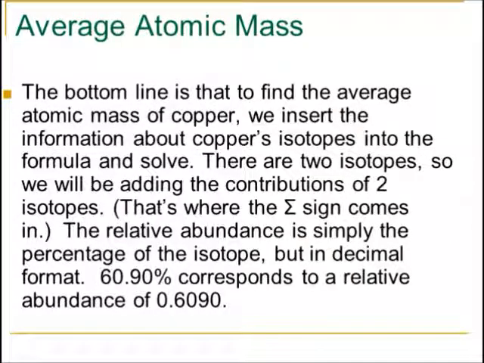The average atomic mass, the bottom line is that to find the average atomic mass of copper, we insert the information about those copper isotopes into the formula I just showed you. There are two of them, so we'll be adding the contributions of two isotopes, and that's where the sigma sign comes in. The relative abundance is simply the percentage of each isotope, but in decimal form. So we knew we had 60.90% corresponds to a relative abundance of 0.6090.